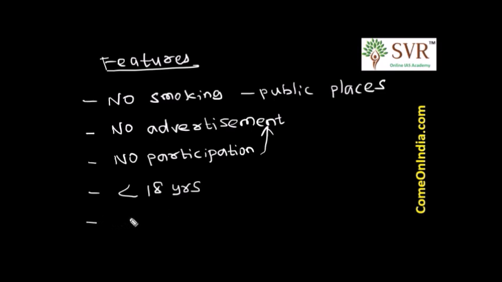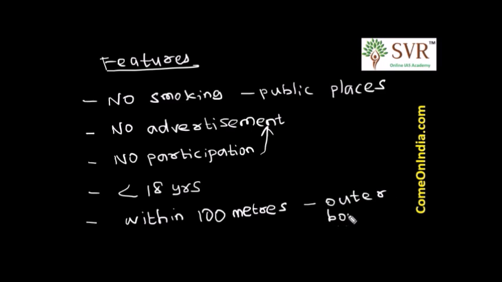And tobacco products cannot be sold in places within a 100 meter radius from the outer boundary of educational institutions like schools, colleges, and institutes of higher learning. So, tobacco products cannot be sold below the age of 18 years and cannot be sold within the 100 meter radius from the outer boundary of the educational institutions.